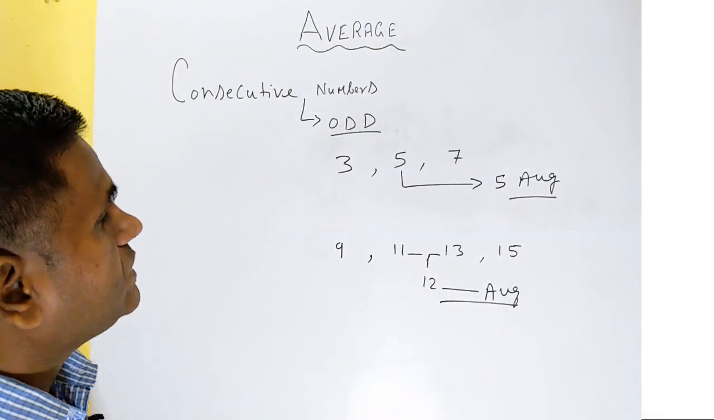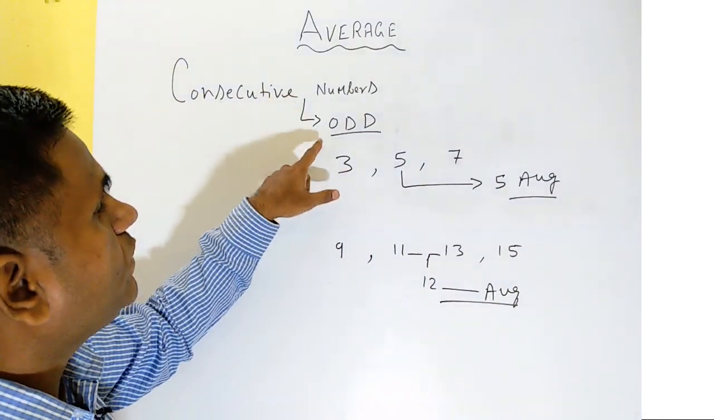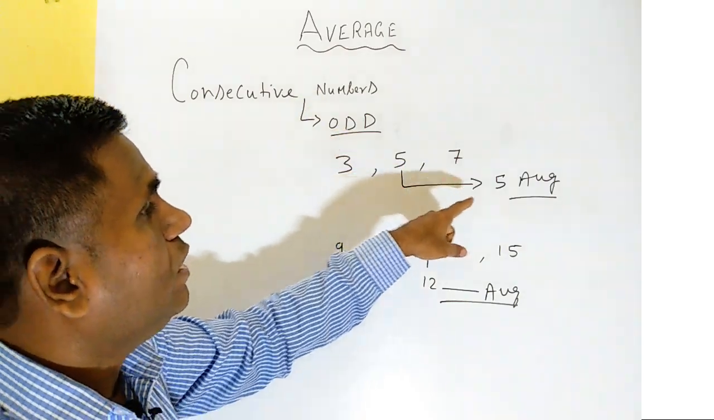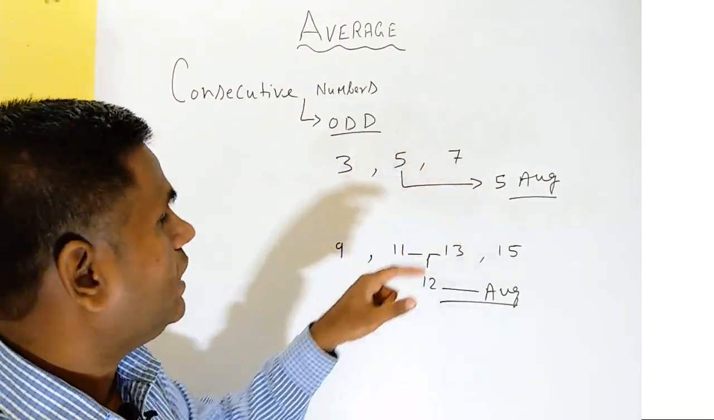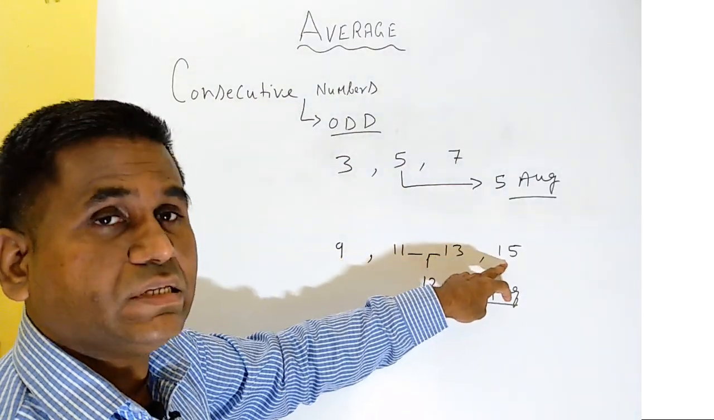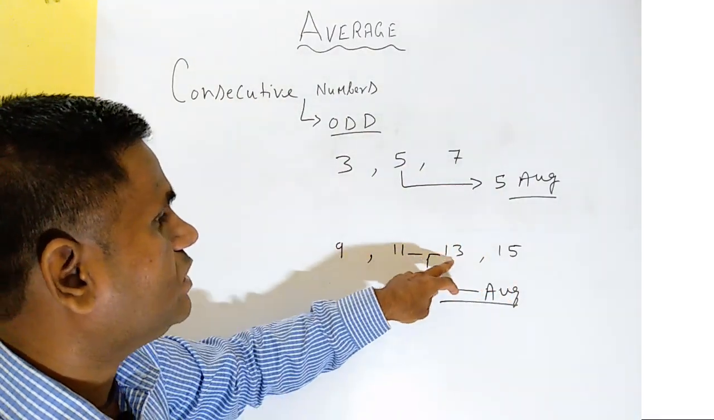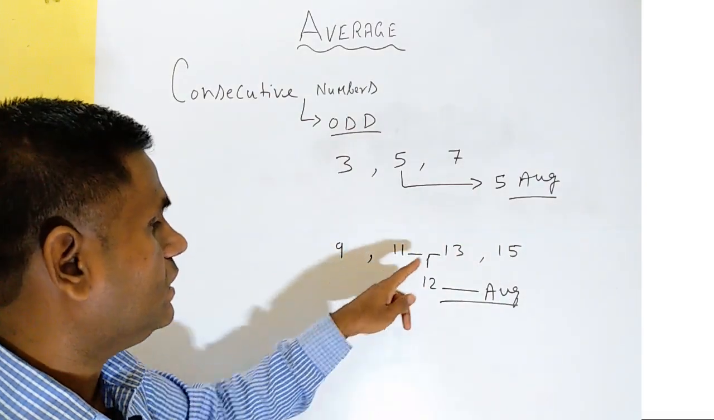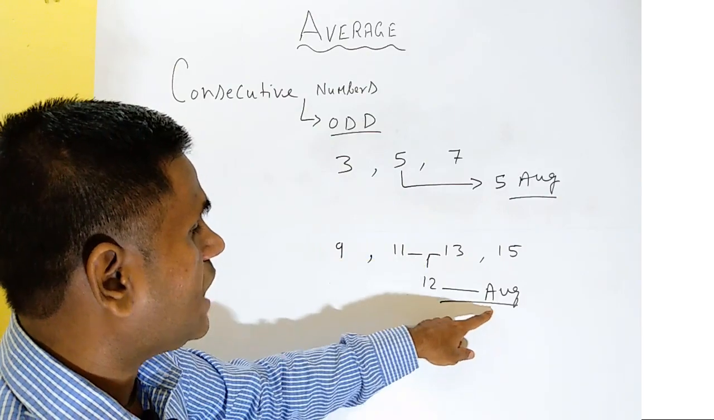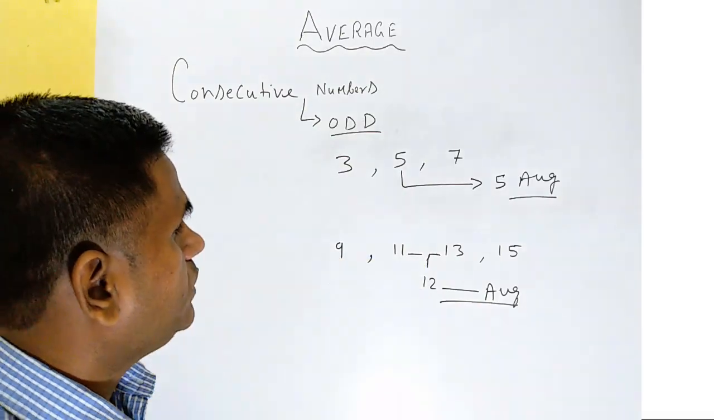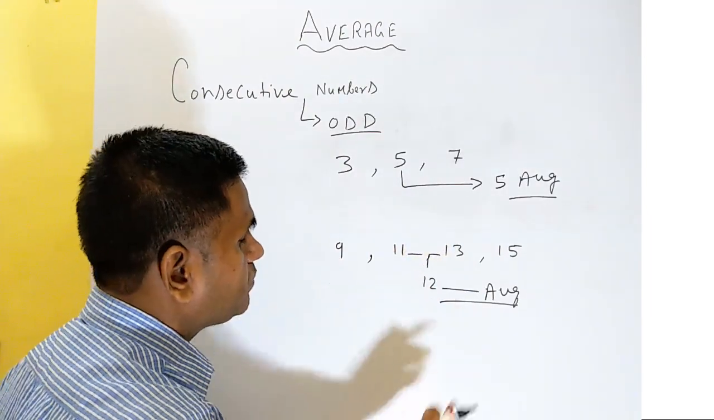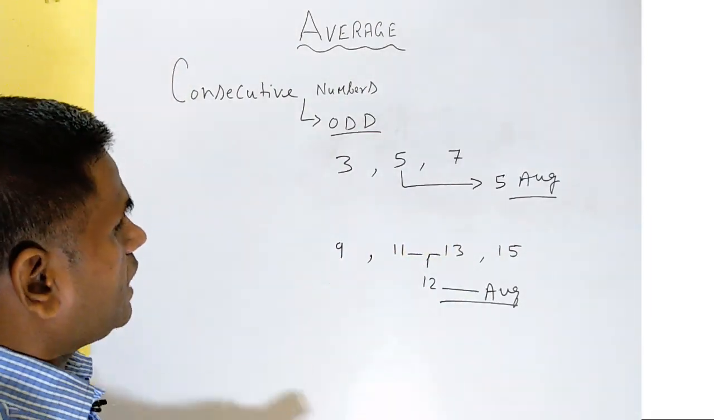So you can see for consecutive odd numbers, if the count of the number is odd, the answer is also odd. In consecutive odd numbers, when the count of the number is even, here we have 9, 11, 13, 15, 4 numbers, then the average answer will also be even, which is 12, because 12 comes between 11 and 13. So this we have learned.